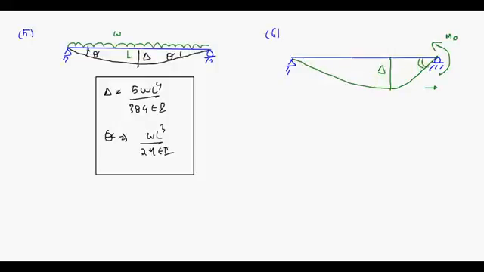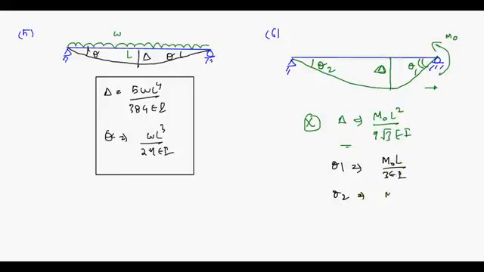Okay, if you don't remember delta, it is fine, but you have to remember the rotations theta 1 and theta 2. Delta is equal to how much? I don't expect you to remember this, okay? M naught L square upon 9 root 3 EI. Don't have to remember this, no need. The important thing that you have to remember is theta 1 and theta 2. Theta 1 is M naught L upon 3 EI, and theta 2 is M naught L upon 6 EI. This is important, this is what we are going to use. Delta is irrelevant.